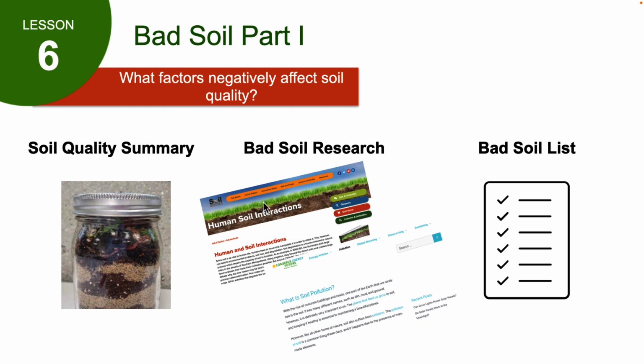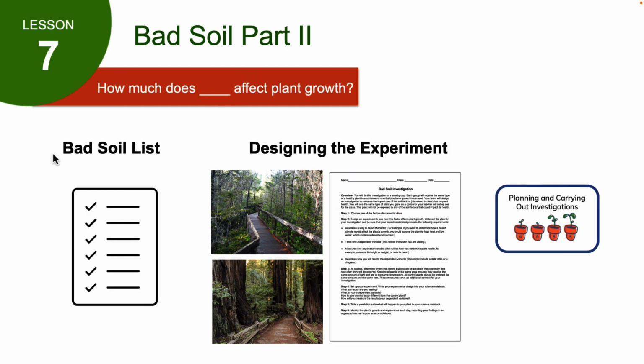Next, students are going to be researching factors that affect soil quality, specifically bad soil. They start with a set of websites from Green Ninja and then branch out to find more resources on their own. And finally, students start to compile a master class list of bad soil factors that we'll finish up next lesson. In the next lesson, students finish the class bad soil list.